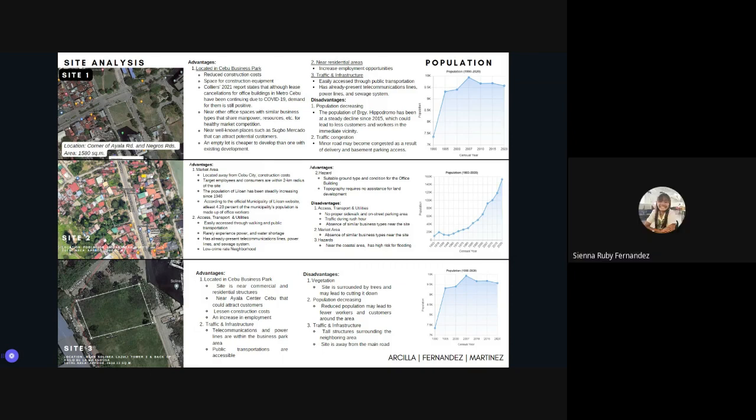So for Site 3, it is located near Solinea Lazuli Tower 3 and at the back of Asilo de la Milagrosa, with a total area of approximately 1,634.33 square meters. Its advantages are that it is located in the Cebu Business Park, near commercial and residential structures, especially in Ayala Center Cebu, that could attract customers. It would lessen construction costs and increase employment.